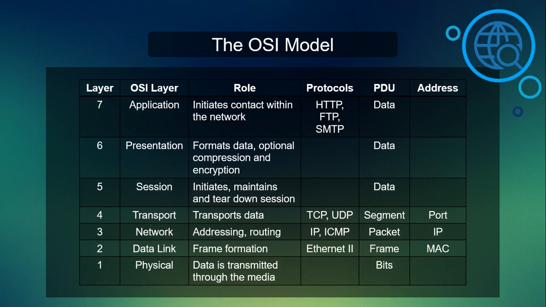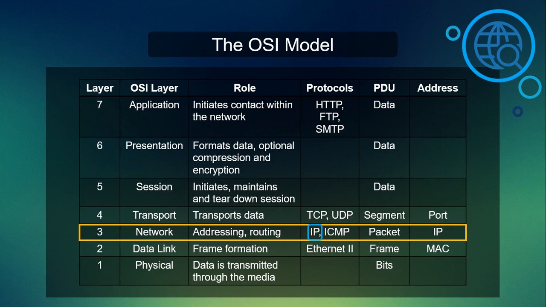Internet protocol is in network layer. The network layer is responsible for addressing and routing. The protocol data unit of network layer is packet. The address of network layer is IP address. The network layer responds to requests from the layer above it and issues requests to the layer below it.